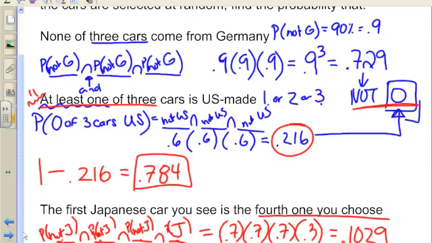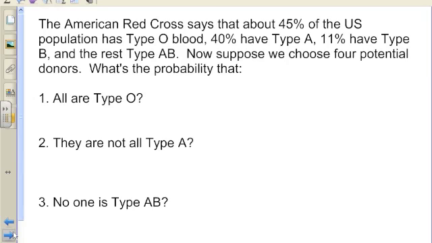All right, let's go ahead and look at just a couple more. So we're going now to our story problem about the blood types. We have 45% have type O, 40% have type A, 11% have type B, and we calculated last time the rest have type AB, that was 4%. And now we're going to be choosing 4 donors. So all of these story problems are going to be about 4 people. So number 1, what's the chance we get all of them to be type O?